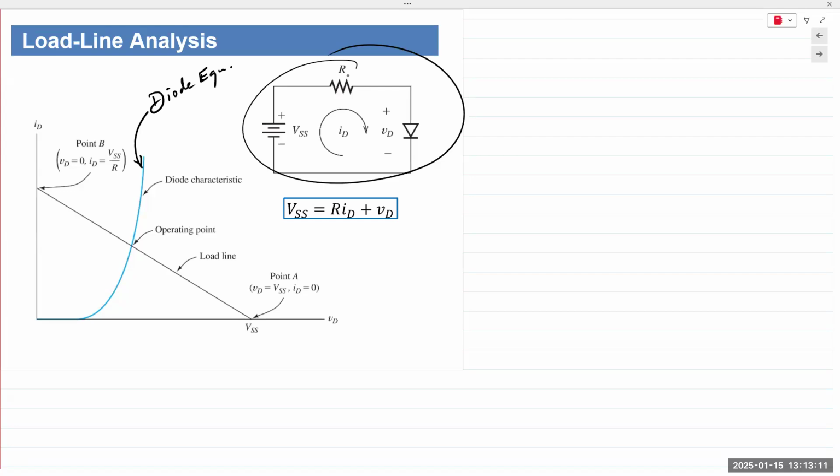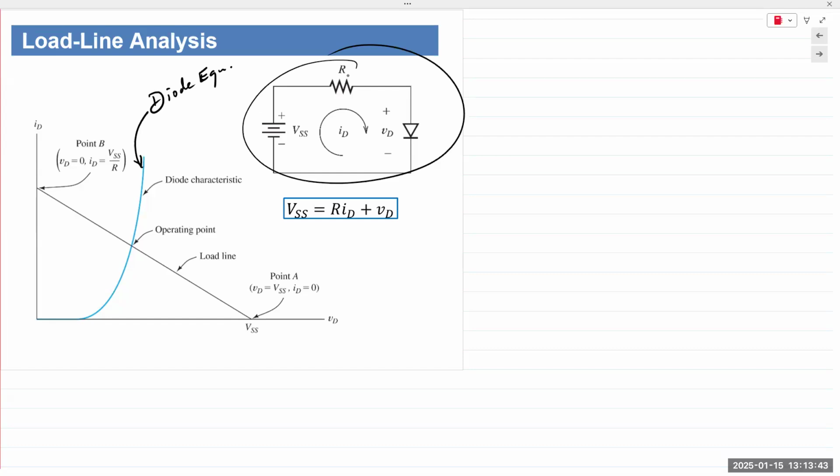So if we write an equation for the circuit and we plot it graphically, we obtain what is known as the load line. And the load line describes the external circuit. It is the constraint, actually not the load line, the operating point. But the load line basically describes the external circuit, and the external circuit places a constraint on the operation of your device.